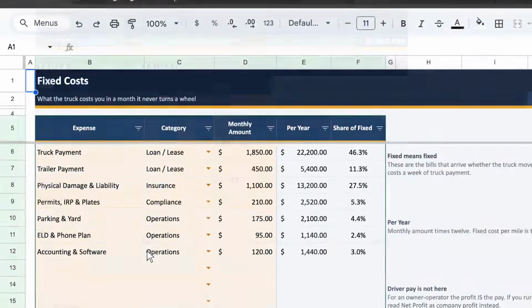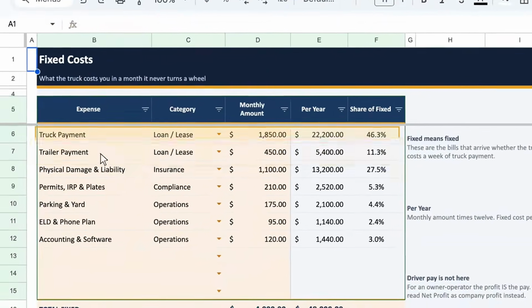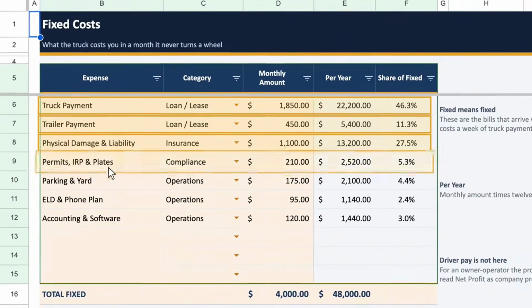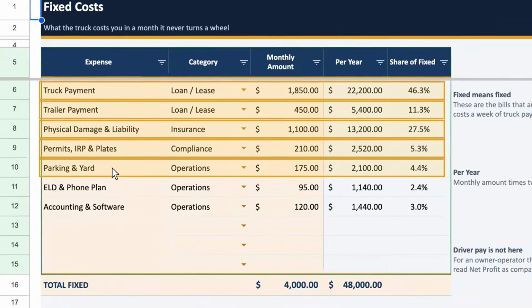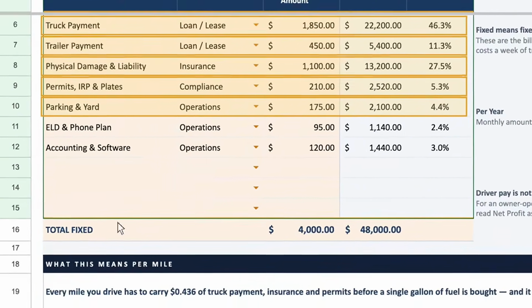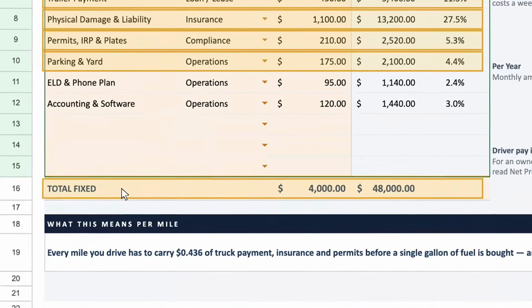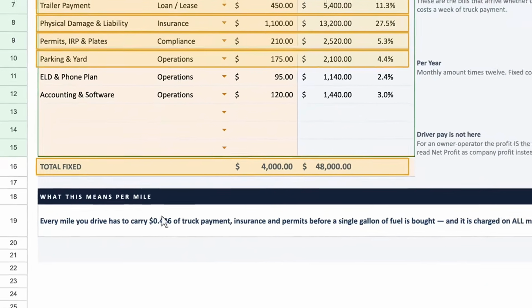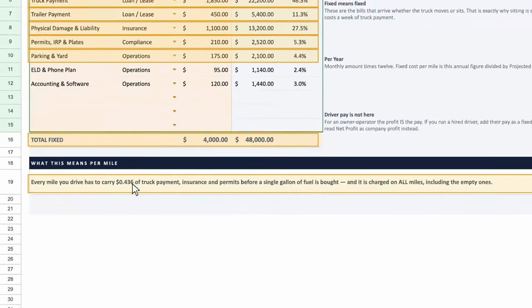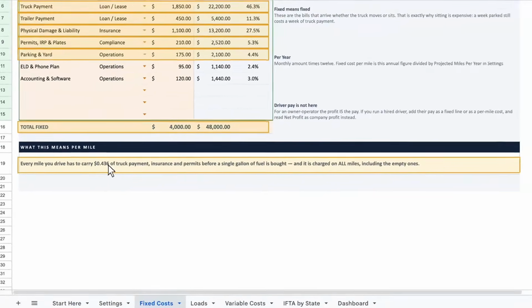Fixed cost next. Truck payment, trailer, insurance, permits, parking. These arrive whether you roll or sit still. $4,000 a month here, $48,000 a year. Spread across the miles you plan to run, that is just under 44 cents. Every mile carries 44 cents of truck payment and insurance before a drop of fuel goes in the tank.